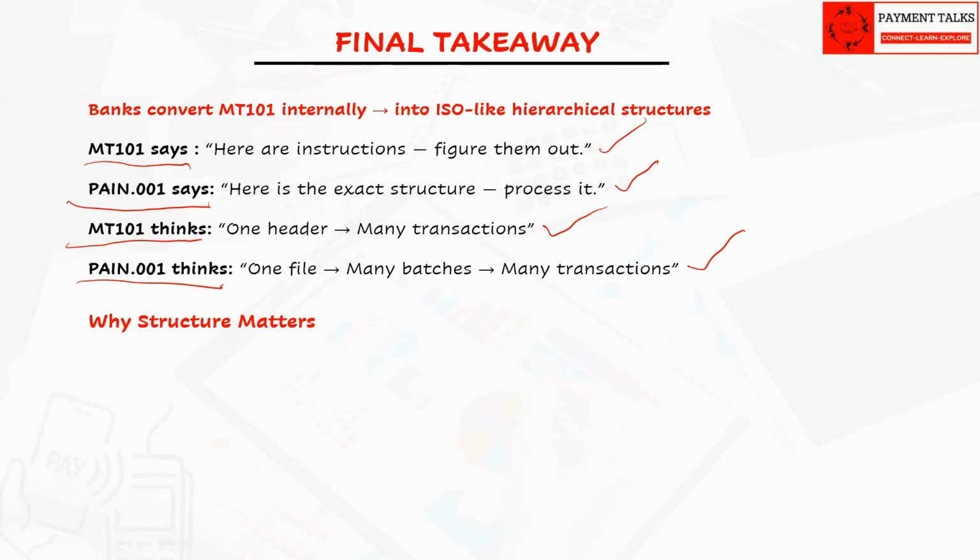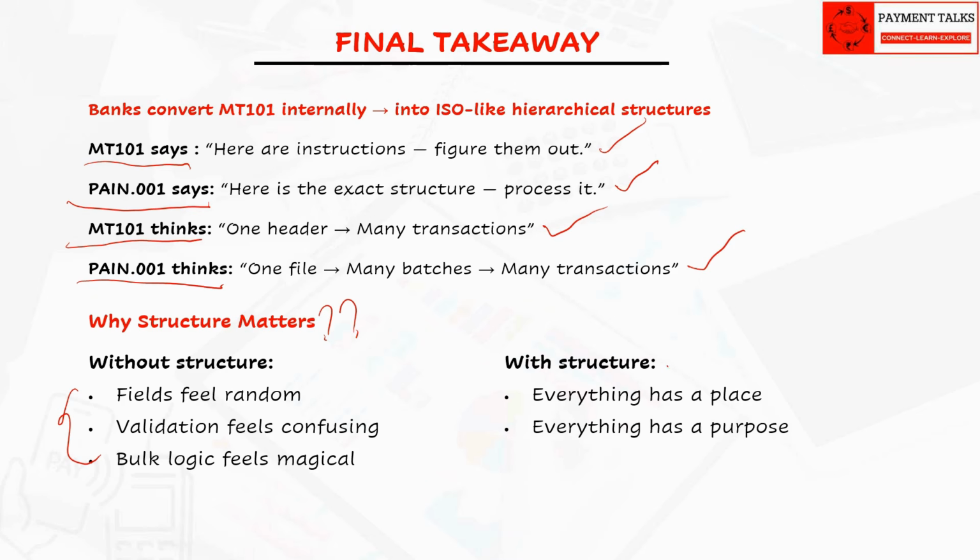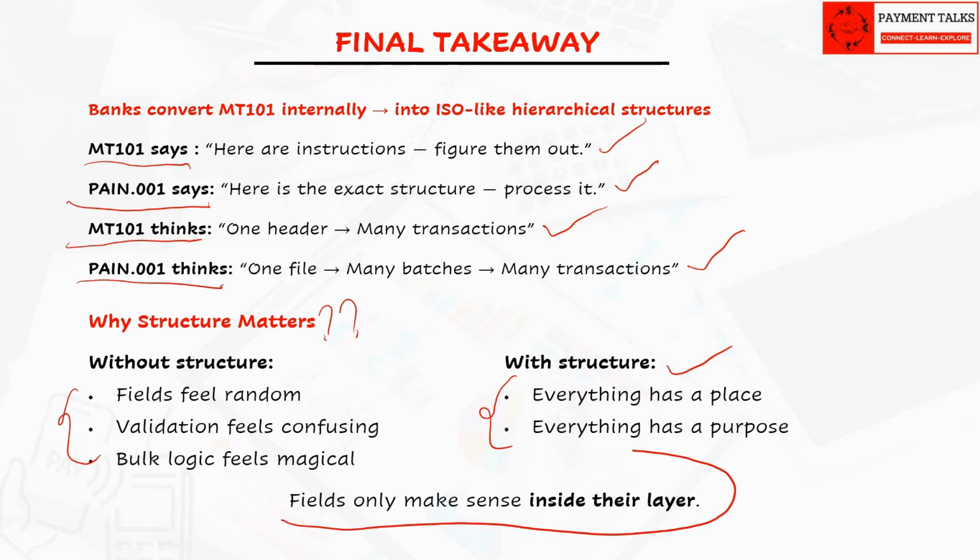Why structure matters before going field level. Understanding structure first is critical because without structure, fields feel random, validation feels confusing, bulk logic feels magical. But with the structure, everything has a place and everything has a purpose. Fields only make sense inside their layer.